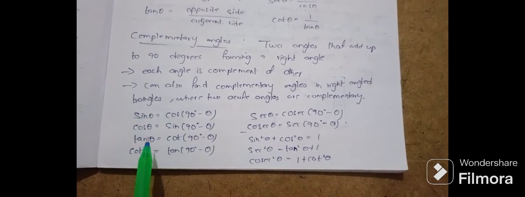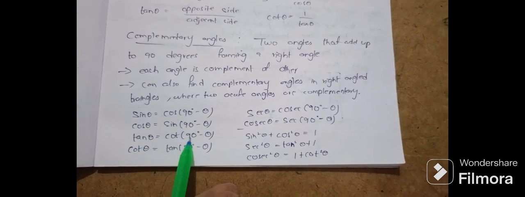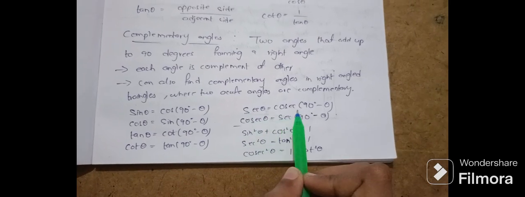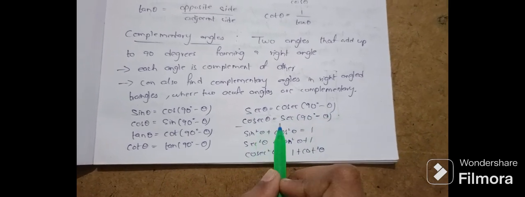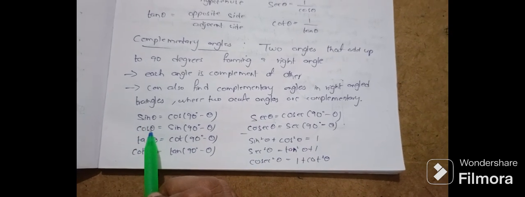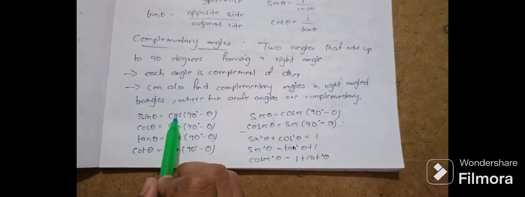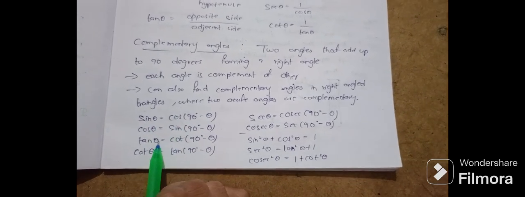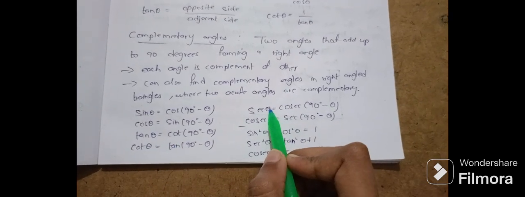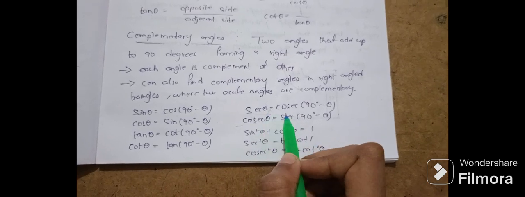Okay, and here cos theta is equal to sin(90 minus theta), tan theta is equal to cot(90 minus theta), cot theta is equal to tan(90 minus theta), secant theta is equal to cosecant(90 minus theta), cosecant theta is equal to secant(90 minus theta). That is, here sin is complement to cos and cos is complement to sin, tan is complement to cot and cot is complement to tan. In the same way, secant is complement to cosecant and cosecant is complement to secant.